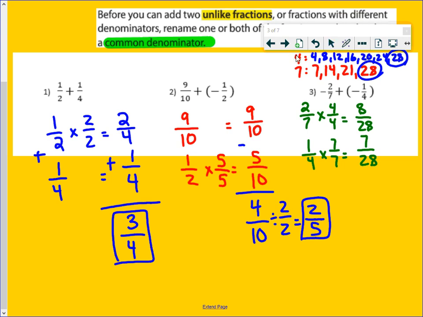We're going to go ahead and add those both up. That gives us 15 over 28. And they're both negative, so our answer is going to be negative. Don't forget that negative at the end, because at the beginning we had 2 negatives there, so don't forget that.